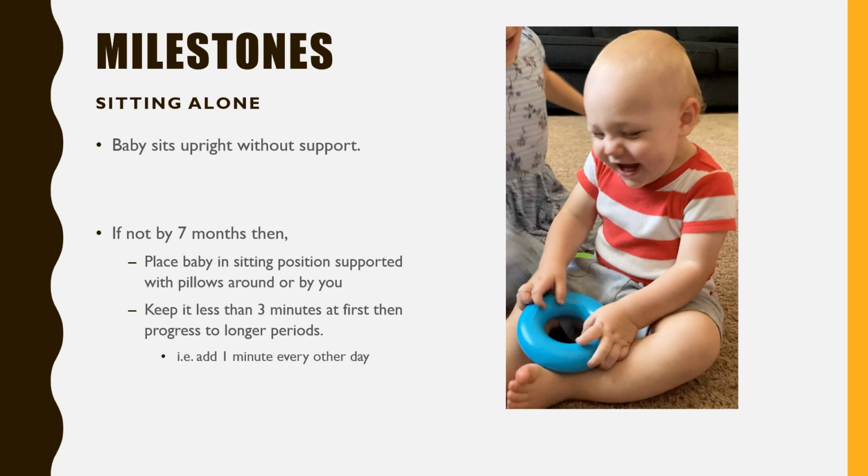If they're not doing this by about 7 months, what you want to do is place the baby in the seated position. Put some pillows all around them, because they're going to fall over, but you want to make sure they have a cushioned fall. With pillows all around them, they'll be able to sit up in a safe environment. You can put your hands at their hips to keep their trunk supported so they're in that upright position. Start by doing that for a couple of minutes for the first couple of days, then add a minute every other day or so as the baby is able to tolerate it.